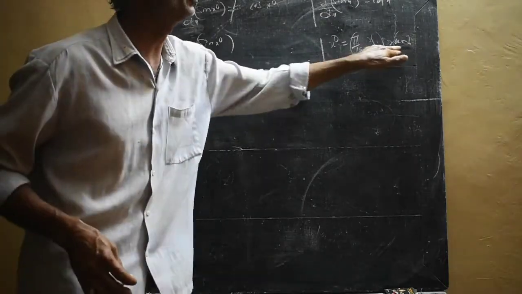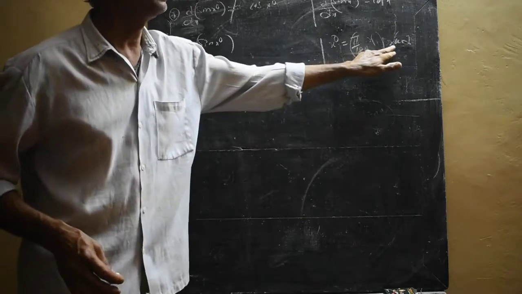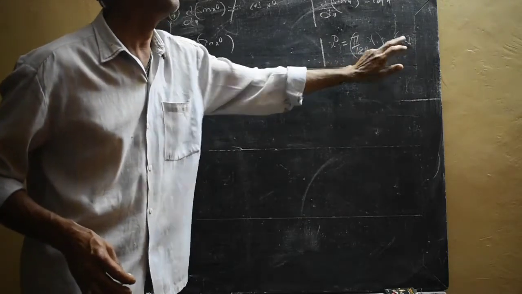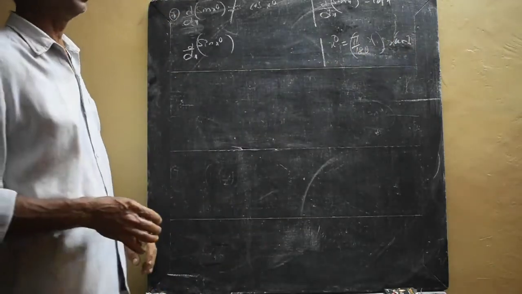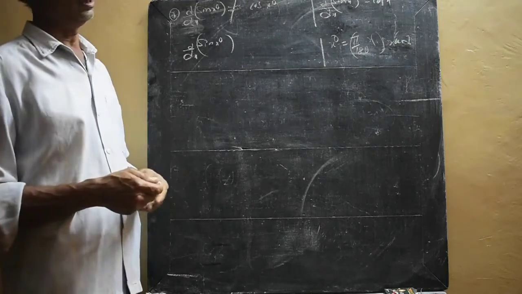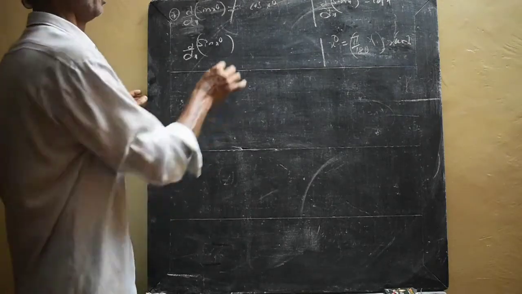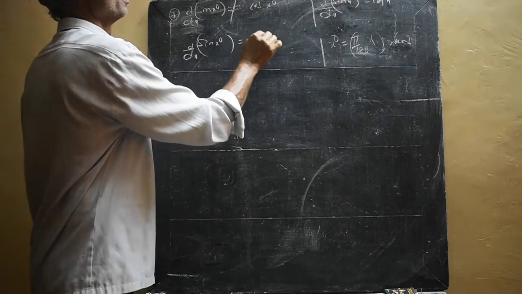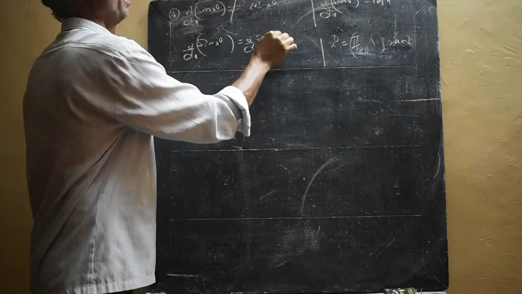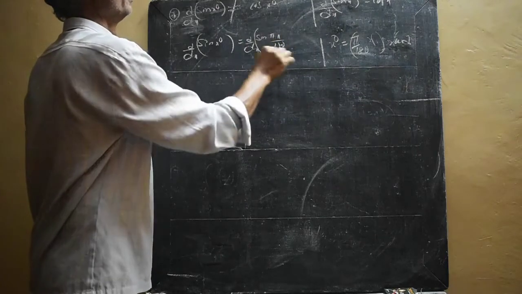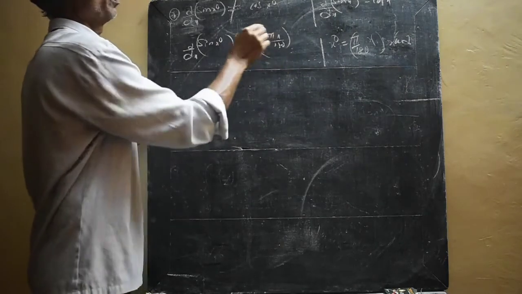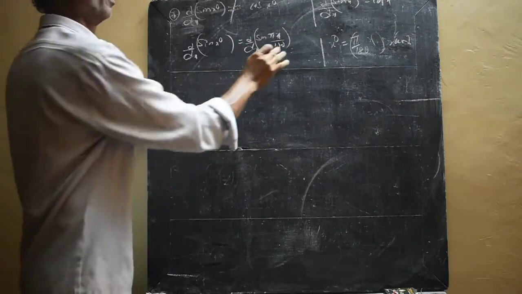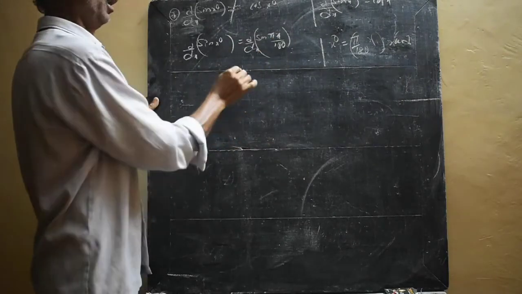If unit is not mentioned, then it is in radian. By writing radian, there is nothing wrong in it, but no need to mention the unit if it is in radians. Therefore, I will write it as d by dx of sin of pi x upon 180. x degrees is equals to pi x by 180 radians.